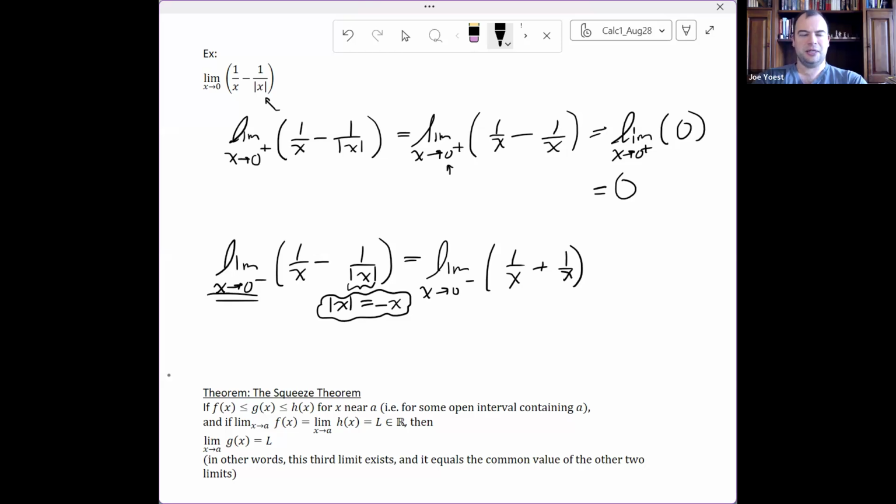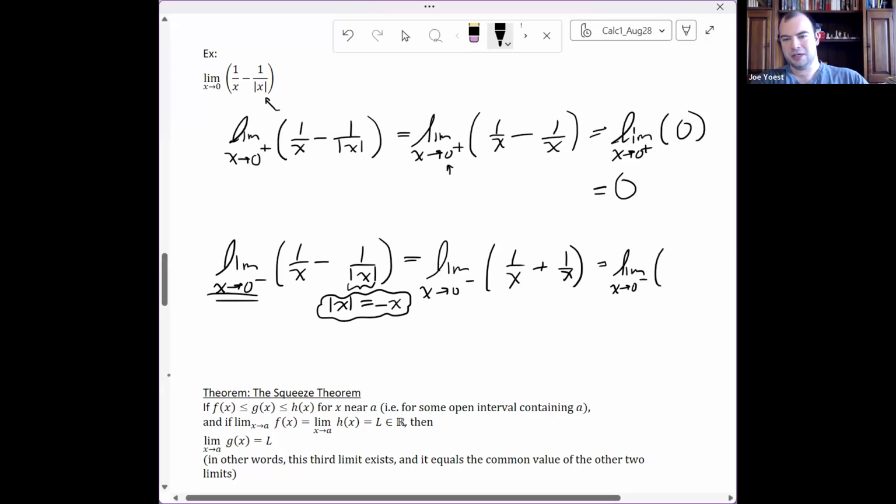Well, now if I plug in negative numbers, like say x equals -1, I get -1 plus -1. That's -2. That's not 0. If I plug in a number like -0.1, I get -10 minus 10, that's -20. Well, this is really just the limit as x goes to 0 from the left of 2 over x, right? 2 times 1 over x.